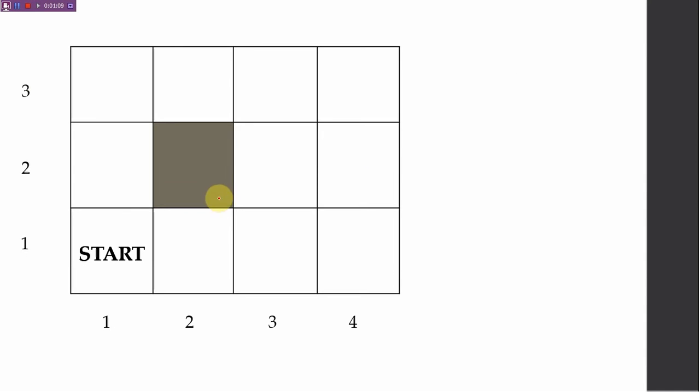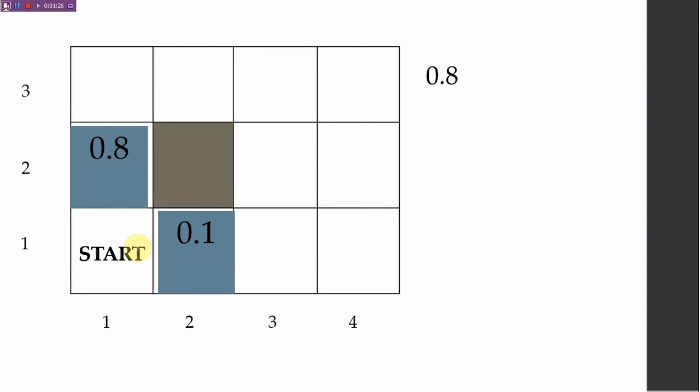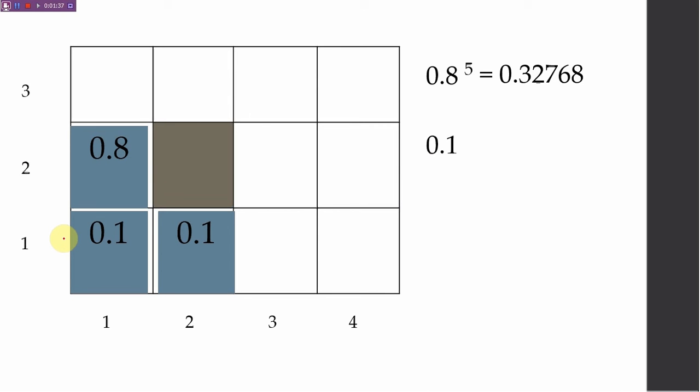For example, we have the agent in 1,1. We chose the action up. With a probability of 0.8, the agent will move to 1,2. With 0.1, it can go right to 2,1, and another 0.1 probability of bumping the wall and staying in 1,1. With that, with 0.8 probability for each action, we can reach the terminal state with probability 0.32768.